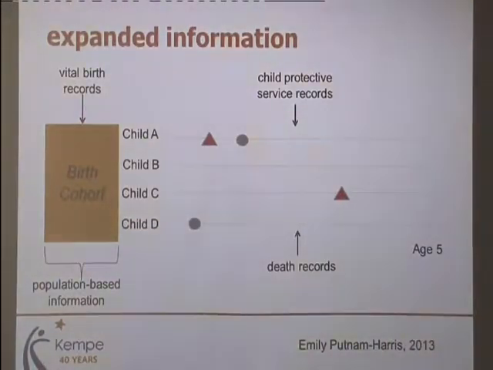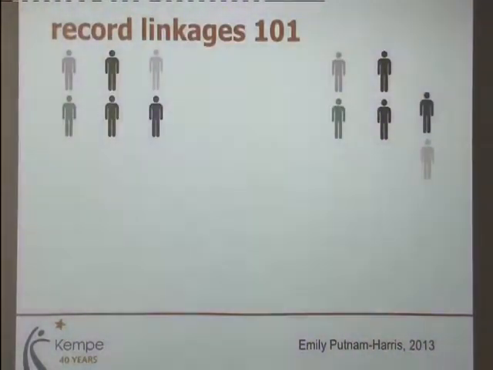Child B, all we have is a record of their birth. We have no information to indicate that they've been involved in child protection and they're still living. Child C has had exposure to the child welfare system, and child D has died, but has had no exposure to the child welfare system. So the idea then is that by linking records, we can actually describe these kinds of trajectories. So how do we do that? How do we link those data?